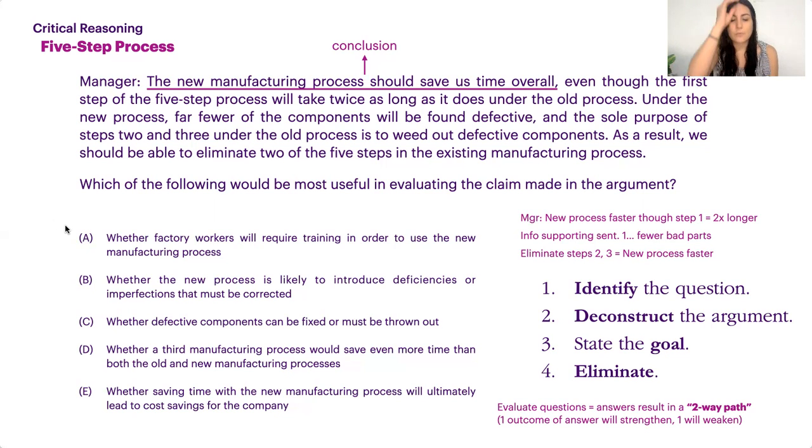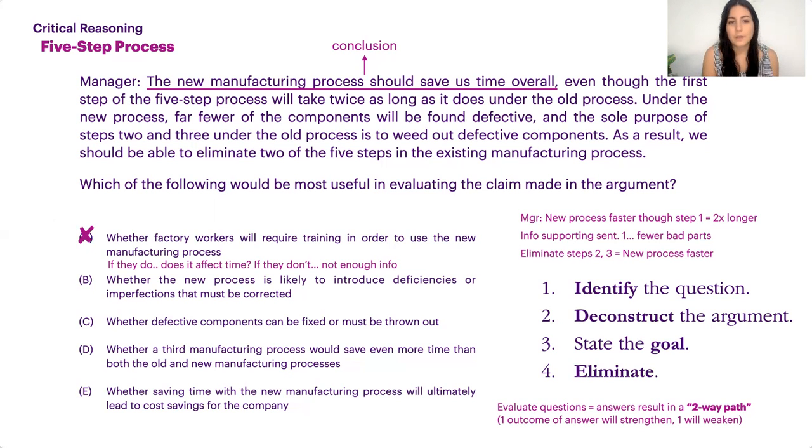A says, whether factory workers will require training in order to use the new manufacturing process. So on the one hand, if they do need training, that may or may not affect the time of the process itself. On the other hand, if they don't need training, we still aren't really evaluating if this new process is faster than the previous one. So this answer, we're going to go ahead and eliminate.